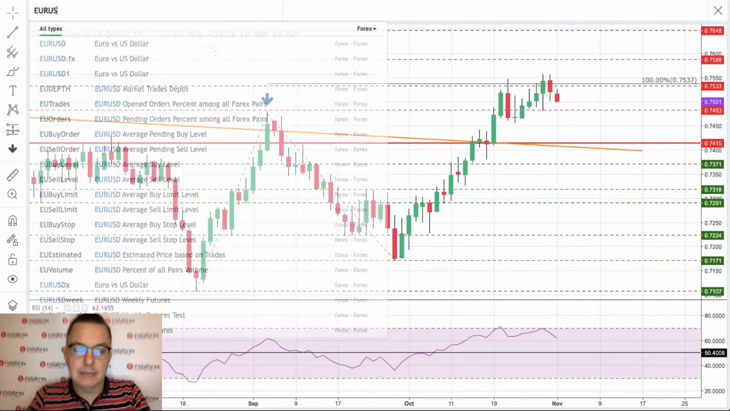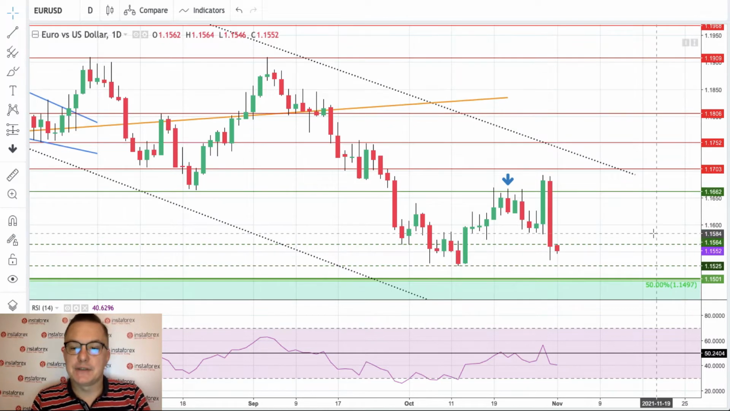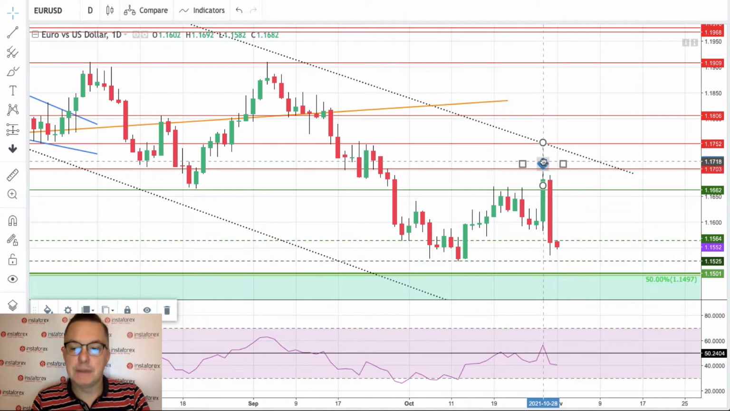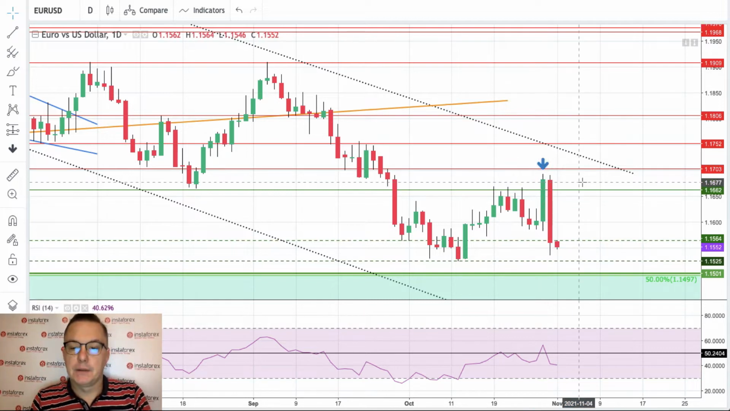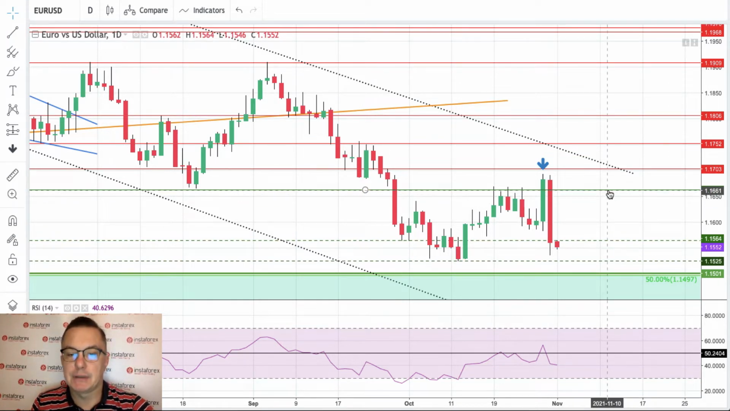Let's take a look at majors, because we got bad data from Germany. As you can see, a very big bearish engulfing pattern. So we got this level of 1.1662. I've been talking about this level for quite some time. I even changed the color for the support, right? It was green, but no.